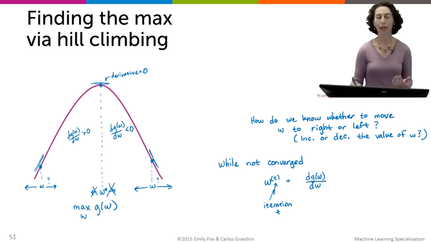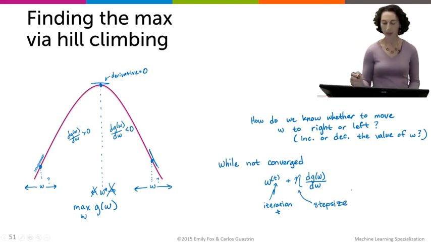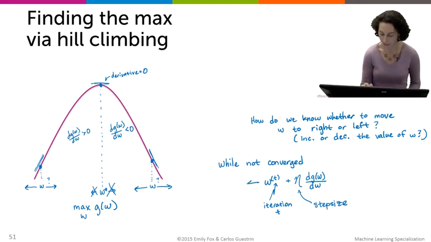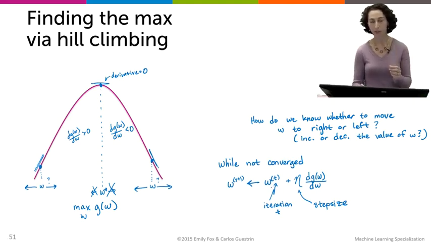But instead of moving exactly the amount specified by the derivative at that point, we can introduce something, I'll call it eta, and eta is what's called a step size. Let me just complete this statement here so it's a little bit more interpretable. When I go to compute my next w value, I'm going to take my previous w value and I'm going to move an amount based on the derivative as determined by the step size.